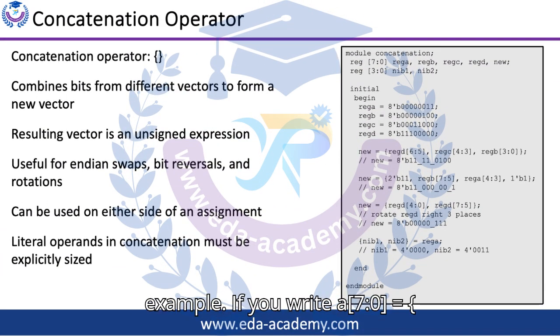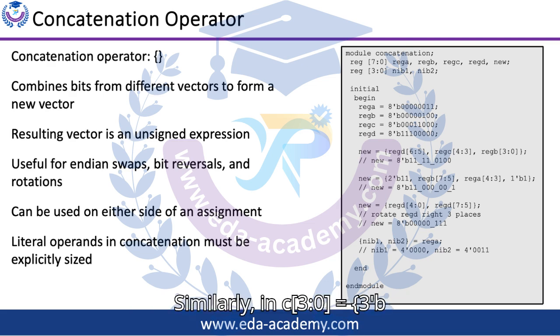Let's look at an example. If you write a[7:0] = {5'b01010, 2}, you would get an error because the 2 isn't sized. To fix this, you need to specify 2'b10 instead.